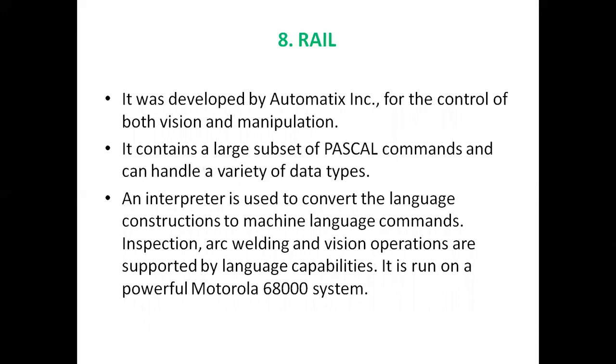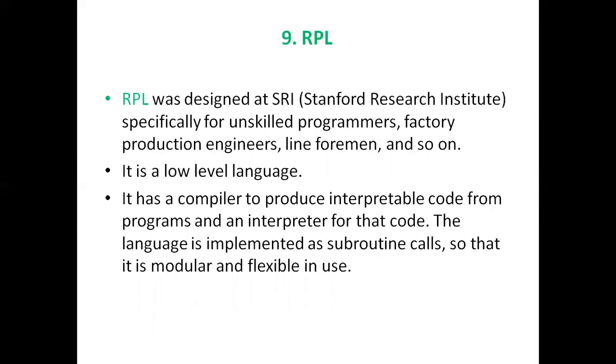The next language is the RAIL language. It was developed by Automatix Inc. for the control of both vision and manipulation. It contains a large subset of Pascal commands and can handle a variety of data types. We have an interpreter which is used to convert the language constructions to machine language commands. Inspections, archiving and vision operations are supported by language capabilities. It runs on a powerful Motorola system.